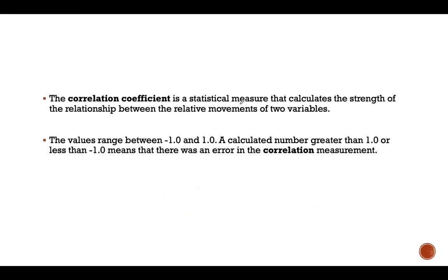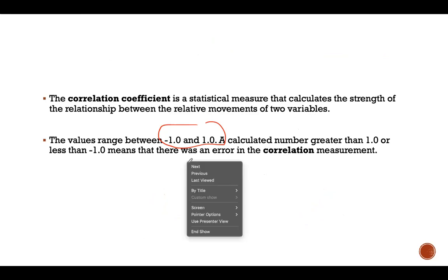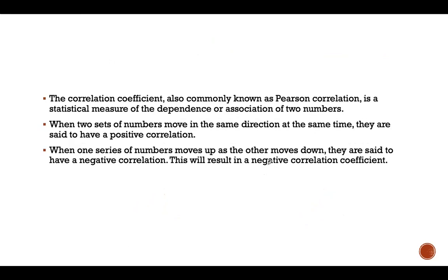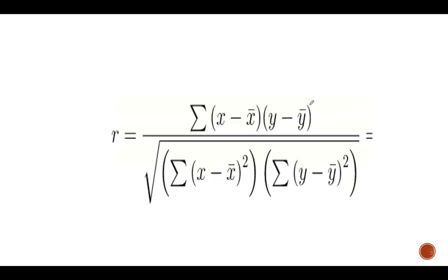So the correlation coefficient is a statistical measure that calculates the strength of the relationship between the relative movements of two variables, and the value of r ranges between -1 and +1. If you're getting any value greater than 1 or less than -1, then definitely there is some error in your calculation, right? So let's learn. As I've already told you, we also call it the Pearson correlation coefficient, Karl Pearson correlation coefficient. Okay, so this I've already told you, positive and negative correlation.